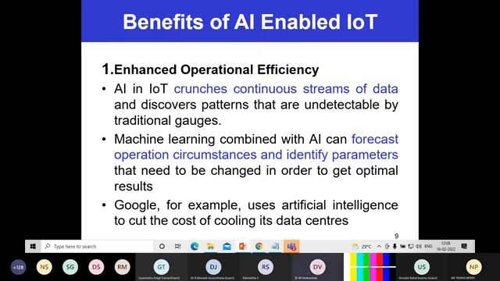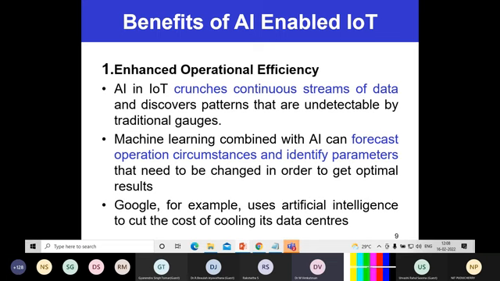The benefits of AI-enabled IoT, there are a lot of benefits we have. These are taken from some articles and white papers. Please go through that. The first one is enhanced operational efficiency. AI in IoT crunches a continuous stream of data and discovers patterns. The ultimate aim of AI is to discover the patterns, and the streaming data will be collected by IoT devices. And when you talk about AI, there will always be machine learning techniques, right?